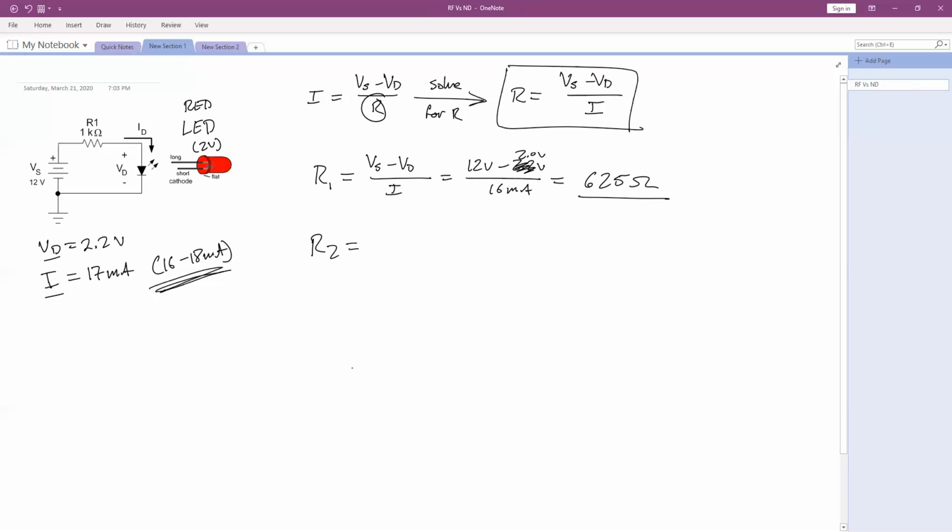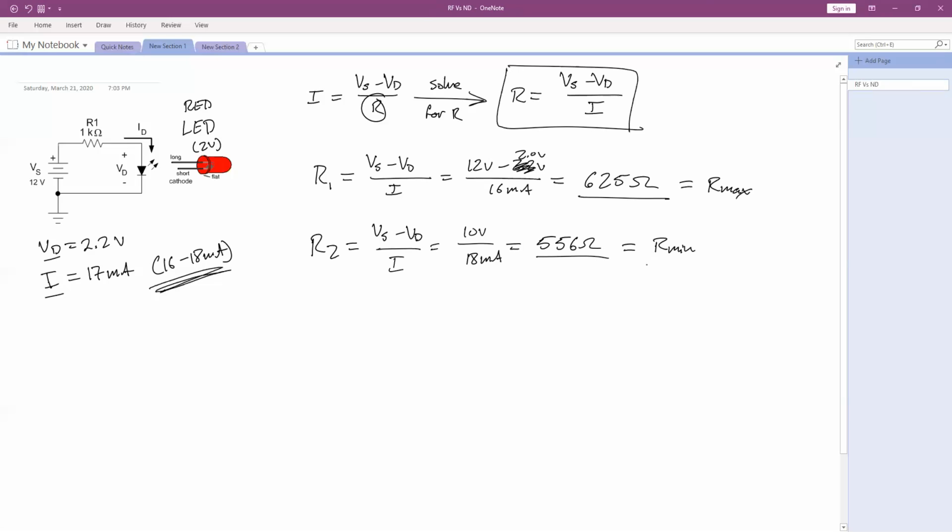And then for R2, we're going to use our other current value, Vs minus Vd over I. And this is now our higher current value. So we're going to have 10 volts over 18 milliamps. And what that would give us is going to be a lower resistance value, and that is 556 ohms. Okay, so this is our min and our max.